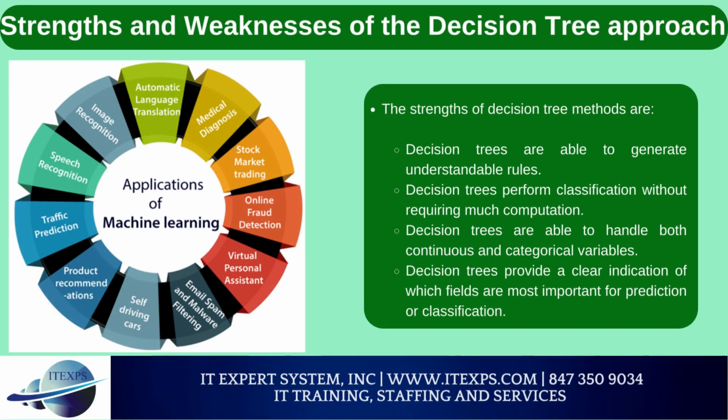Strengths and weaknesses of the decision tree approach. The strengths of decision tree methods are: decision trees are able to generate understandable rules. Decision trees perform classification without requiring much computation. Decision trees are able to handle both continuous and categorical variables. Decision trees provide a clear indication of which fields are most important for prediction or classification.